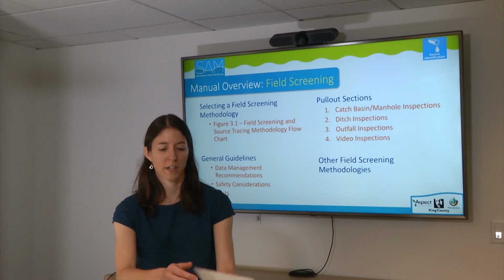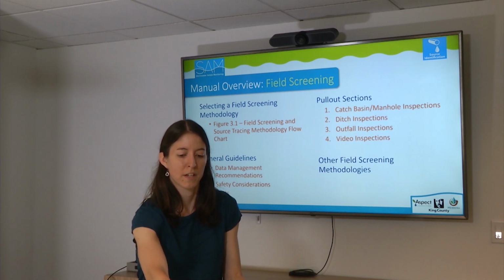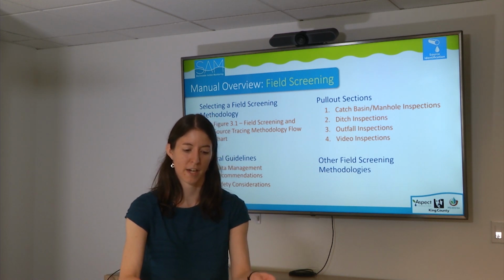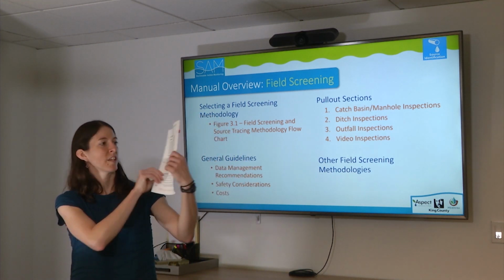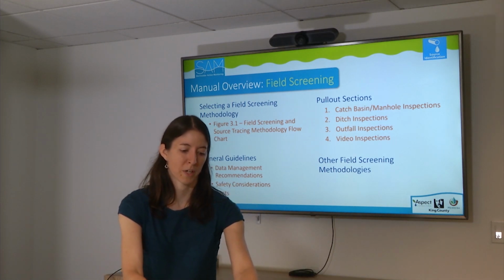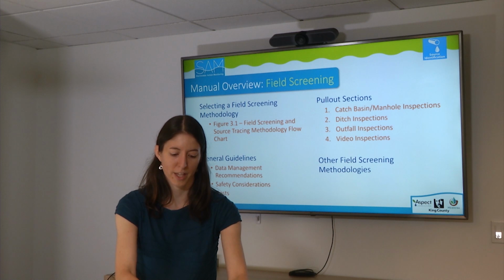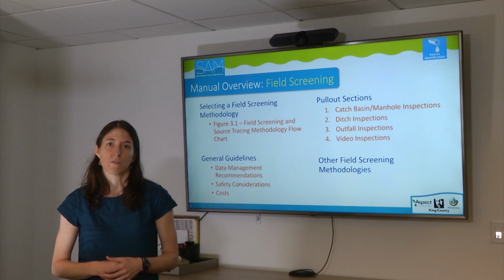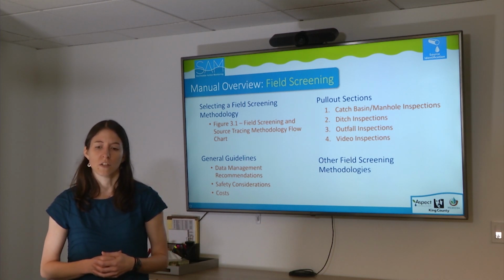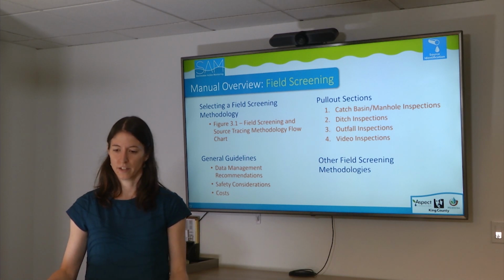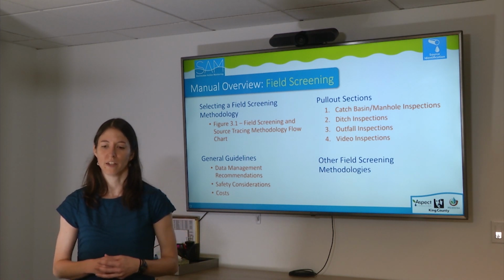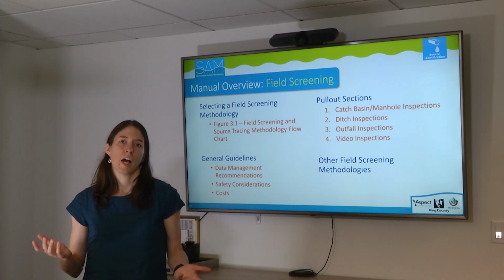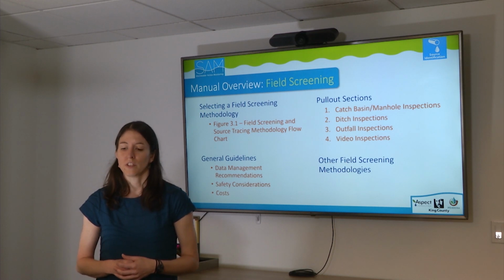What pull-out sections are essentially the manual broken up. So if you just want to do catch basin manhole inspections, it's set up so you can easily pull out that section and put that into your SOPs. So that's the way the manual's broken out. That's why we call them pull-out sections. I've got them in a 3-ring binder, so it's easy to pull them in and swap them out. But we've also provided the Word file for the manual, so you can take that and edit that into your own city or county manual. And then at the end are the other field screening methodologies, which we talked about. So that's just a list of additional field screening methodologies that we didn't go into in detail, but still are valid field screening methodologies that you could use in your program.